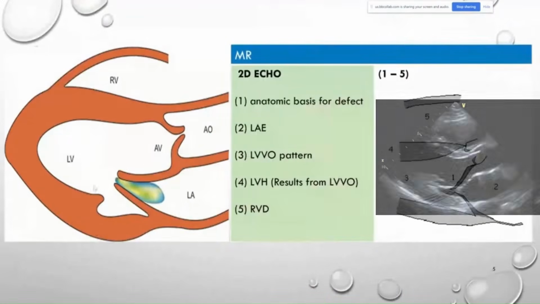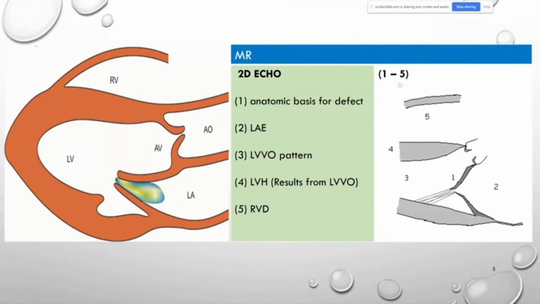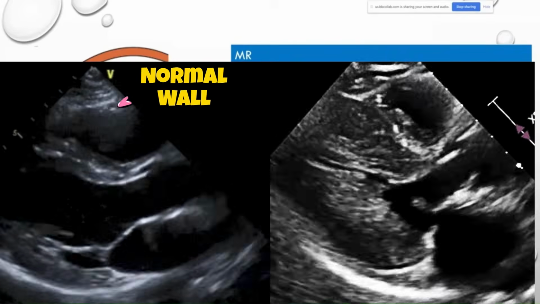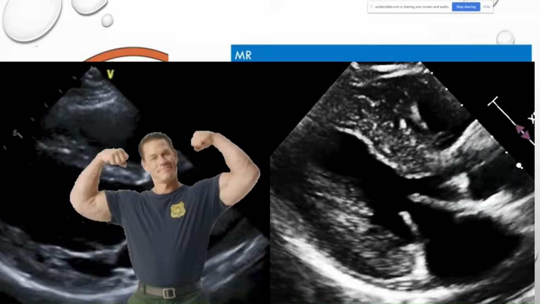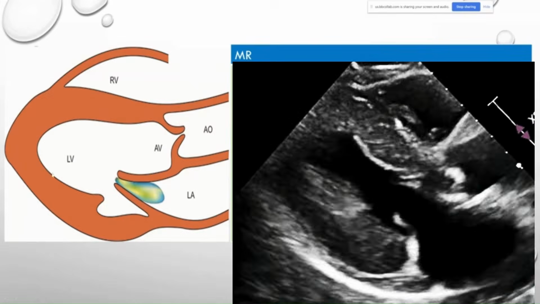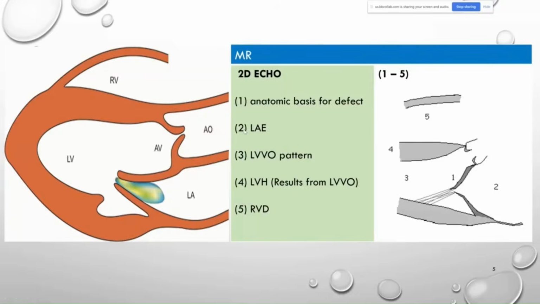Remember, this is PLAX, parasternal long axis. So we're going to be able to see the regurg is because of an anatomic basis defect, if they have left atrial enlargement, if they have that left ventricular volume overload pattern, if they have left ventricular hypertrophy. And when we talk about this, it means the left ventricular walls get thicker. And the reason why they're getting thicker is because the heart is now going to have to work harder and faster to get what little blood is in here out, because the body is demanding more blood.